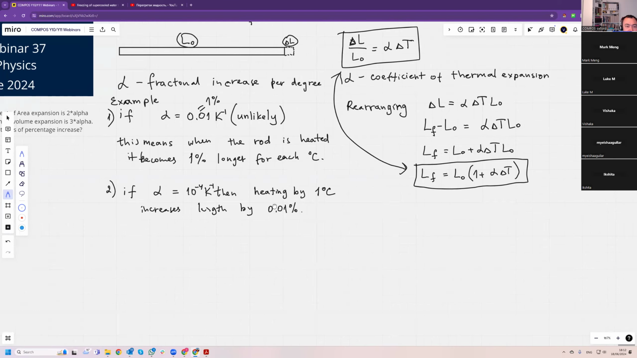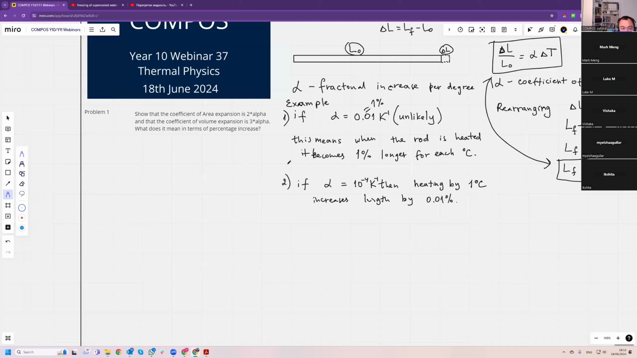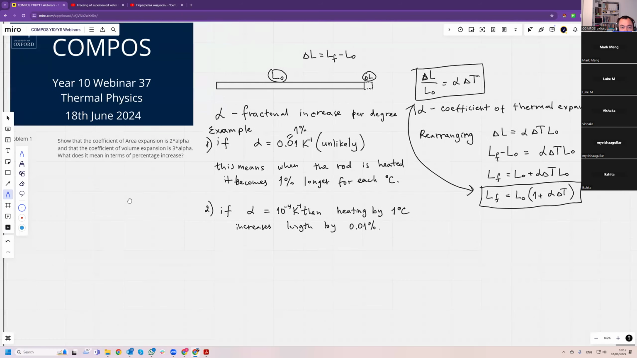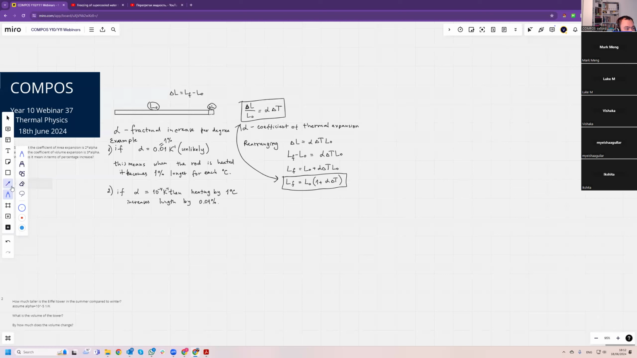Now we need to show that the area expansion is 2 times alpha. So we're going to do that. So the area expansion.